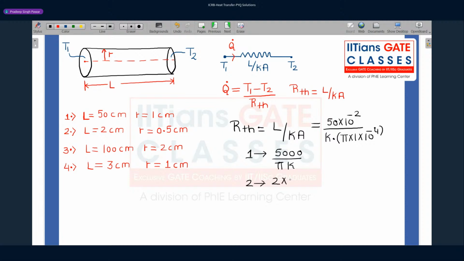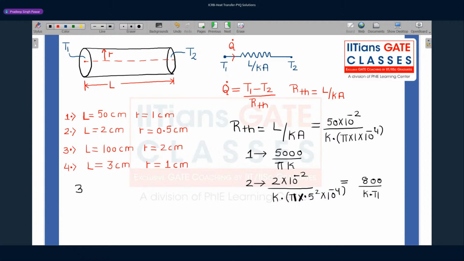Second case, we have length as 2 centimeters. K is a constant factor. Area is 0.5 square into 10 to the power minus 4. If I simplify these things, I get a value of 800 by K times pi.